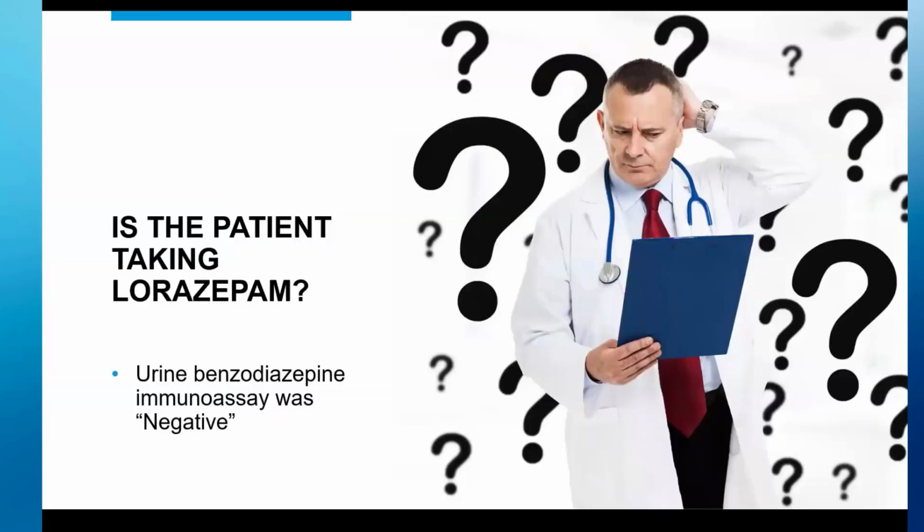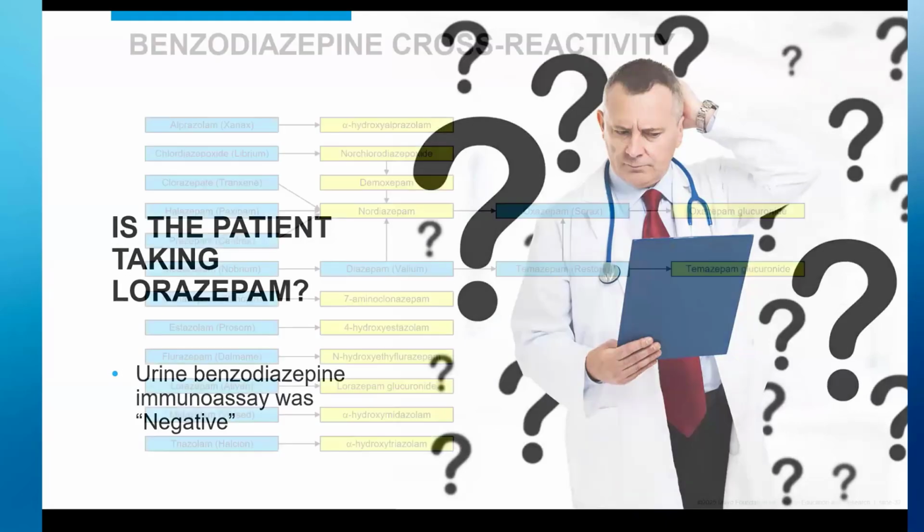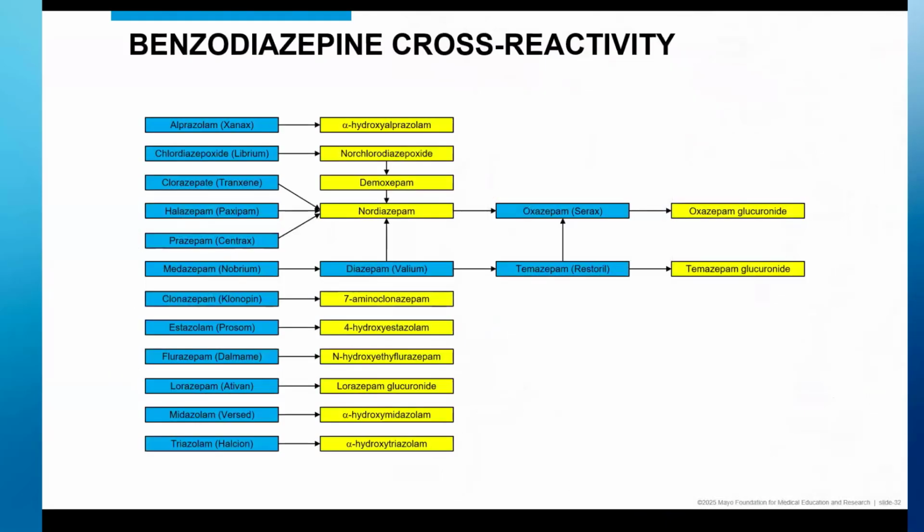Well, obviously this leads the physician to go, wait a second, I only see one of my 2 medications that this patient's supposed to be taking. So are they taking lorazepam? Because the urine benzodiazepine immunoassay was negative. Well, like all tests, we have to understand what does that test actually detect. And in the case of the urine immunoassay, specifically, what's that cross-reactivity of that test, in this case with lorazepam?